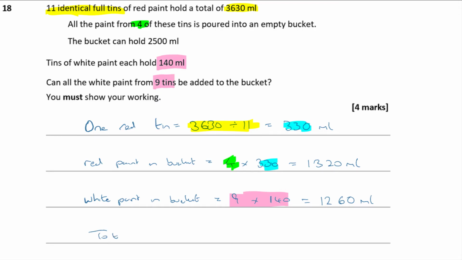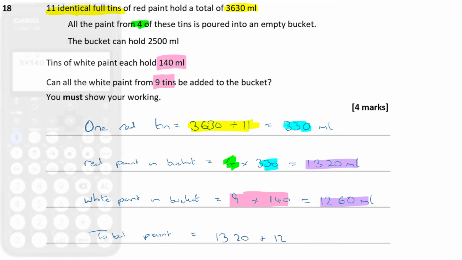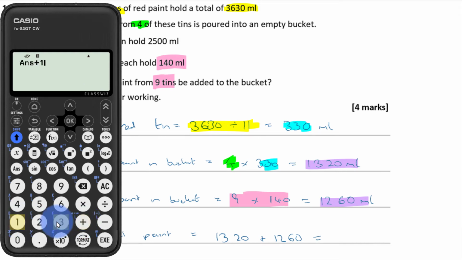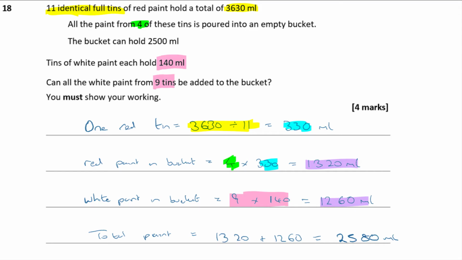So the total paint that we're trying to add is going to be those two added together, isn't it? So 1320 plus 1260. I can see already that's going to be too much, but let's just add it up. So that comes to 2580 millilitres. Now that is more than the amount of space in the bucket, isn't it? I know that 2580 is bigger than 2500. So can it fit?